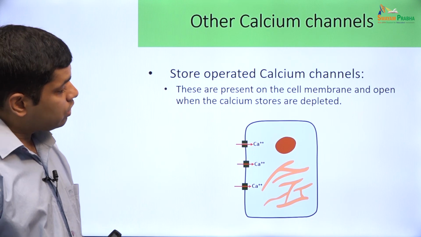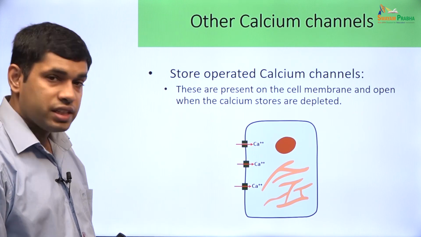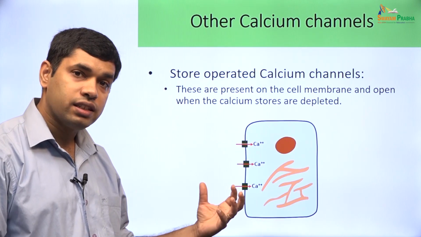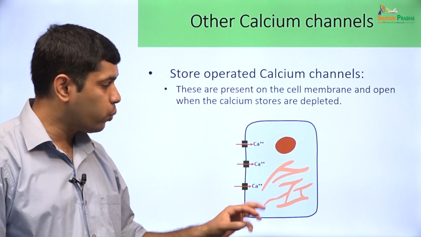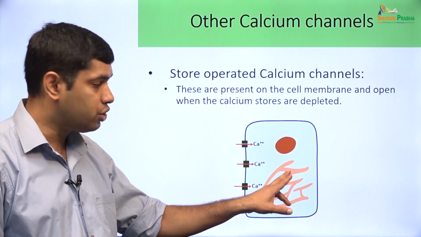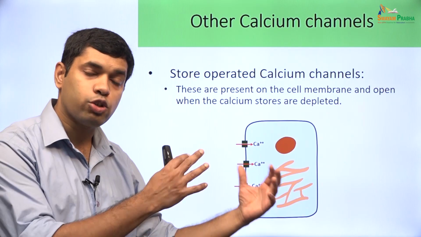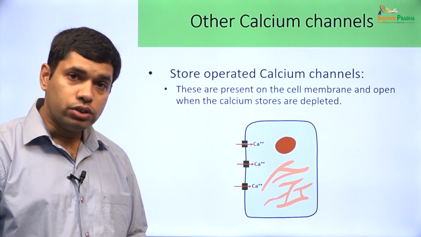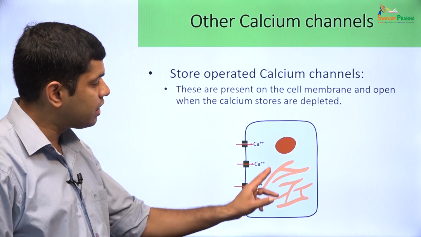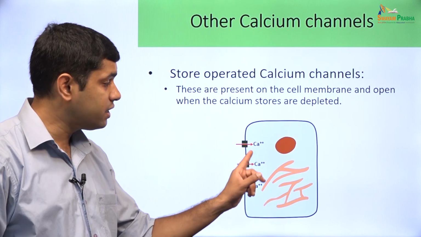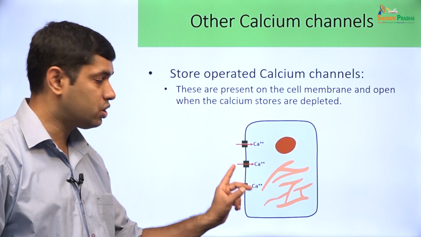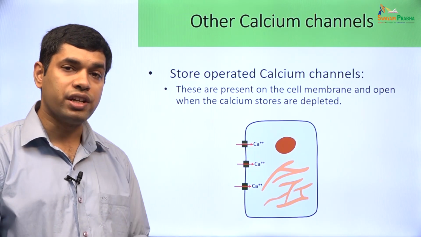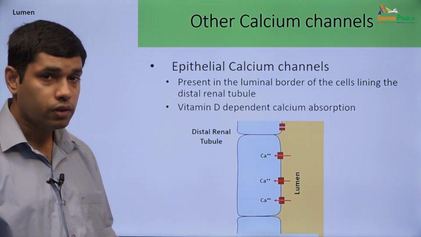The next type of channel we talk about is the store operated calcium channel. Now this is present on the cell membrane, and this opens when there is a depletion of calcium within the cytoplasmic stores, or within the stores of calcium within the cell. So when there is store depletion in the endoplasmic reticulum, this depletion is sensed by these channels, and that opens these channels, causing calcium entry from the outside. So this is a store operated calcium channel.